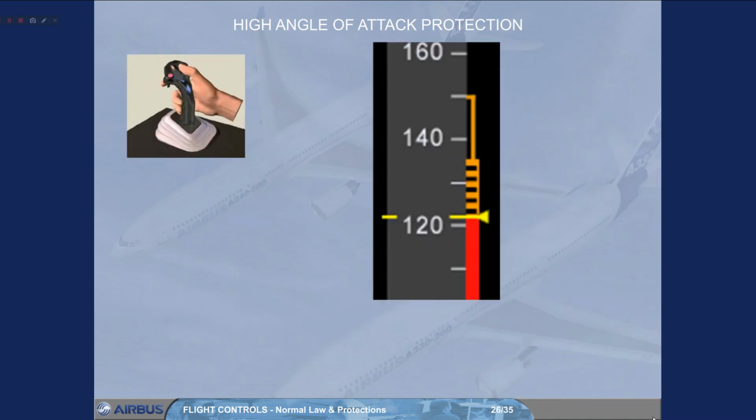If the pilots override V alpha prot using the side stick, the speed can reduce to V alpha max. In normal law, the flight control computers will maintain V alpha max even if a pilot holds the side stick fully aft. In this protection range, the normal law demand is modified and side stick input is an angle of attack demand instead of a load factor demand.